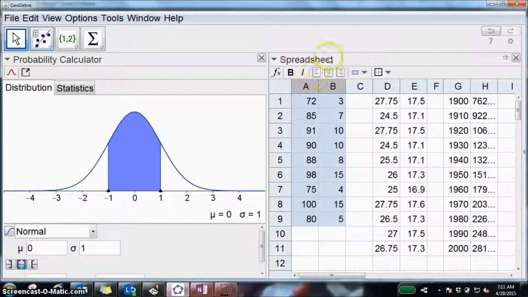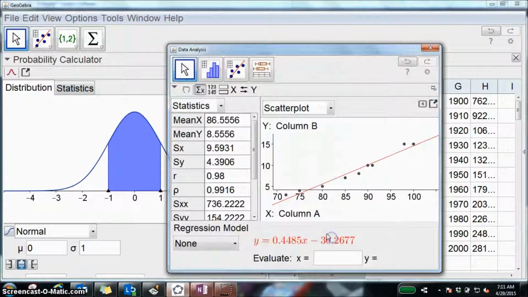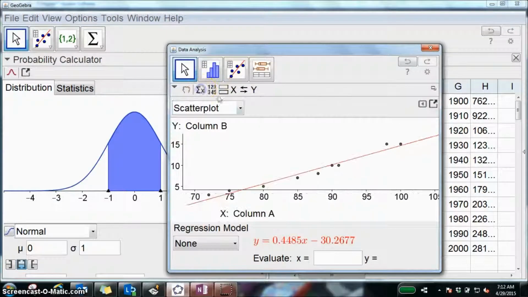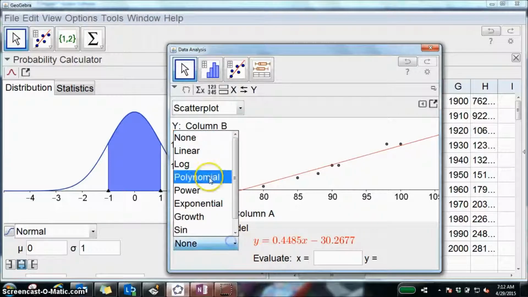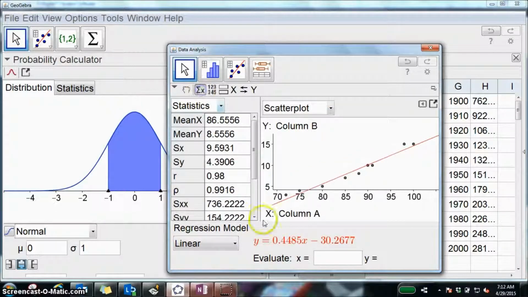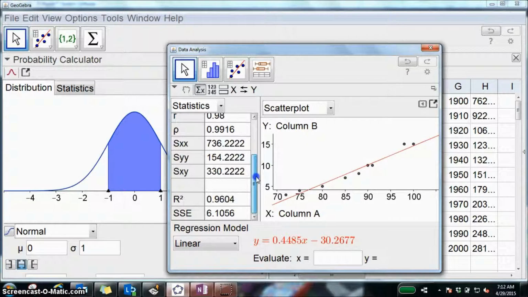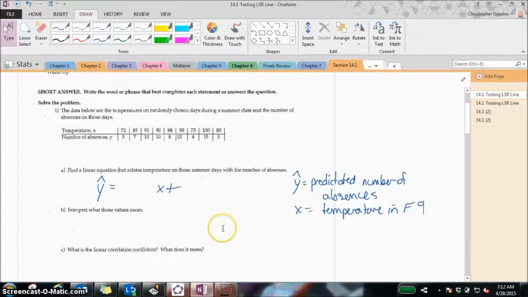If we're doing this on GeoGebra, you highlight your columns, two variable regression analysis, analyze. I've already been doing stuff, so we need a linear model. Here's our equation, should be y hat, and statistics, so we can get our R, and we'll have to find our R squared. Oh, R squared's right there. So we have all the data that we need. So going back to our problem.